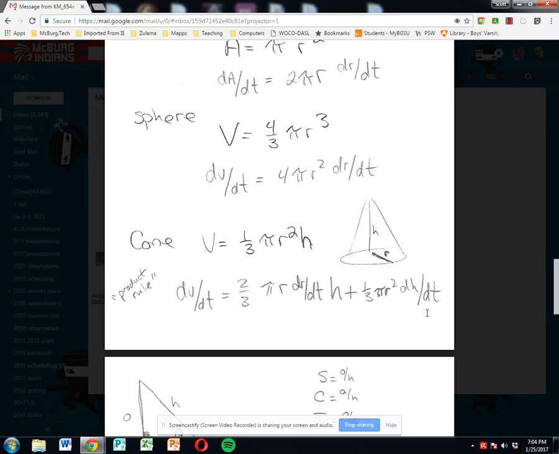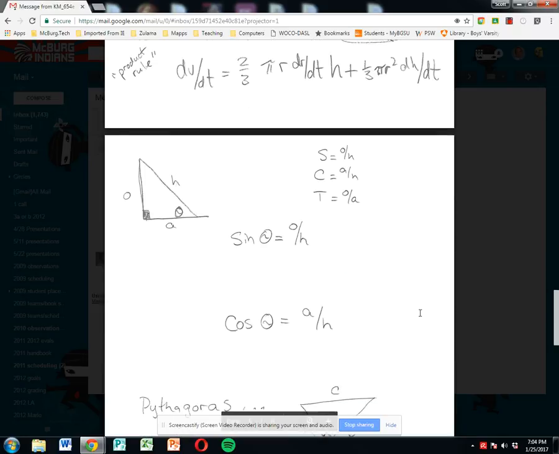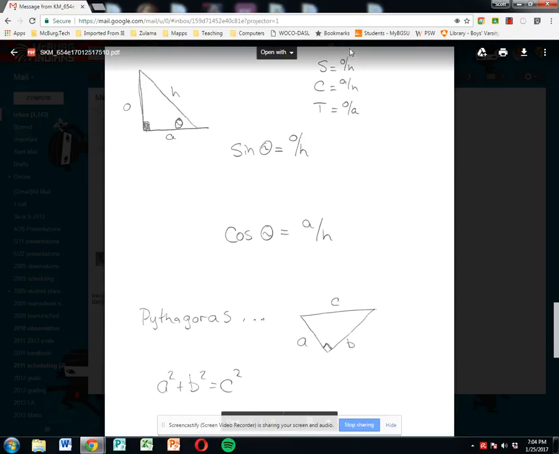Again, what does dh/dt stand for? It stands for the rate of change of the height of that cone with respect to time, or how fast the height is changing. All right, let's look at some more involving some trig functions and some triangles. We know from algebra and algebra 2 that sine, cosine, tangent ratios look like this.